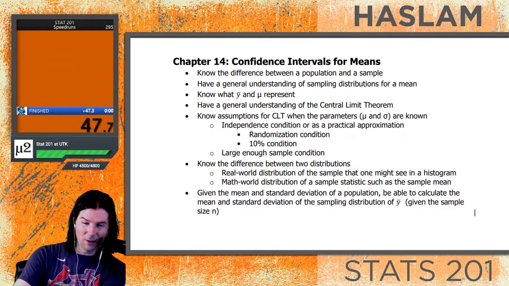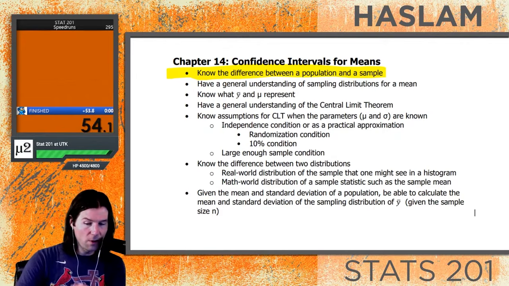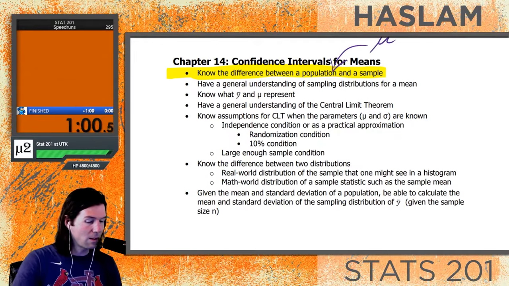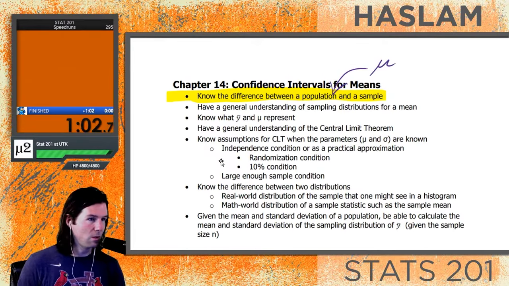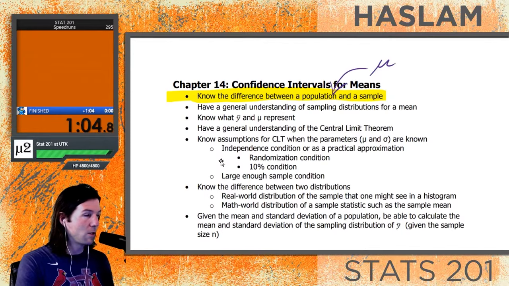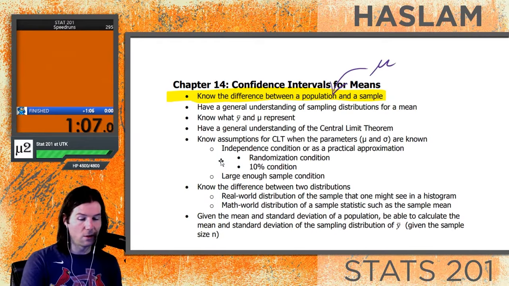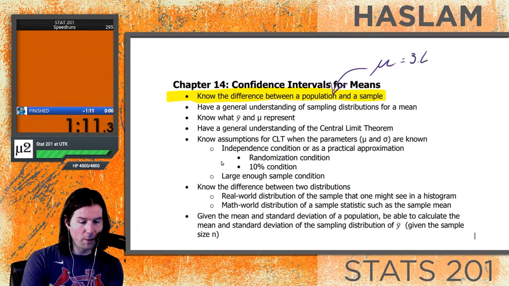So let's go ahead and talk about the difference between a population and a sample. Now, when it comes to a population and a sample, for this chapter especially, we're talking about a population being mu, which is the true mean. That's like if you collect data on all UT students and you find out, let's say, the true mean GPA of all UT students is equal to a 3.6, well, then that would be mu.